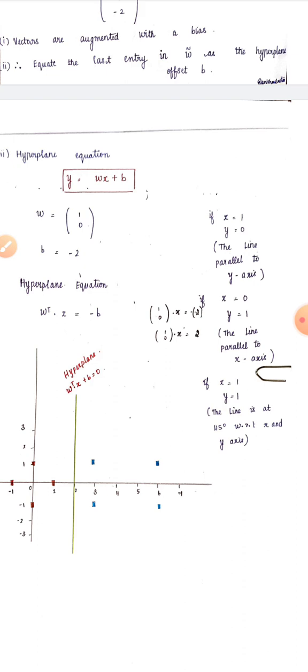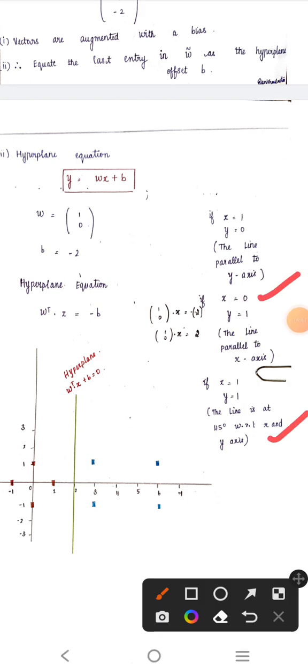When you substitute the weight vector 1 0 dot x equal to minus of minus 2, so it is plus 2, so on 2 we'll get the hyperplane. And if the weight vector is 0 1, the line will be parallel to the x axis, and if the weight vector is x is equal to 1, y is equal to 1, the line will be at 45 degrees with respect to the x axis and y axis. These are the lines for other cases when x is equal to 0, y is equal to 1, or x is equal to 1, y is equal to 1.